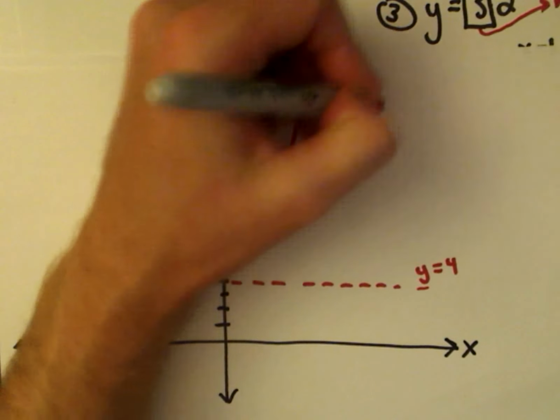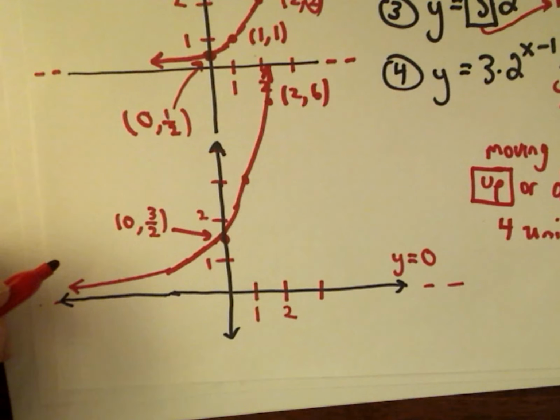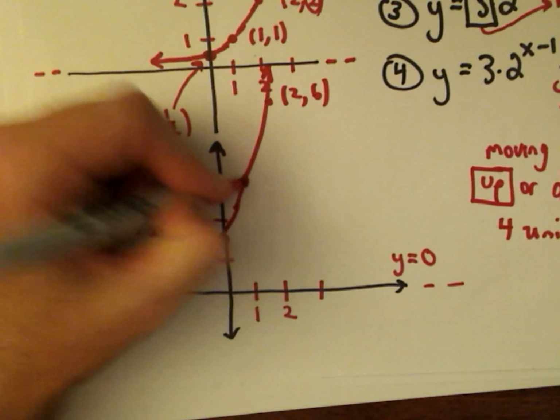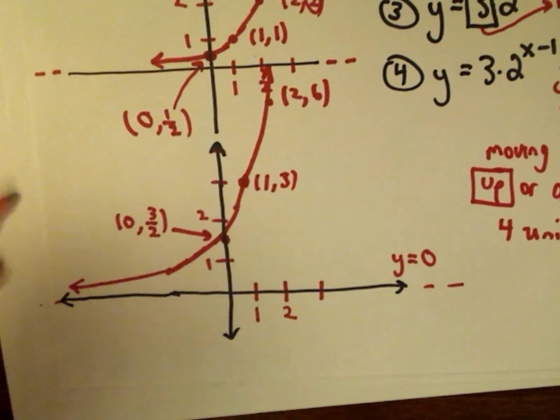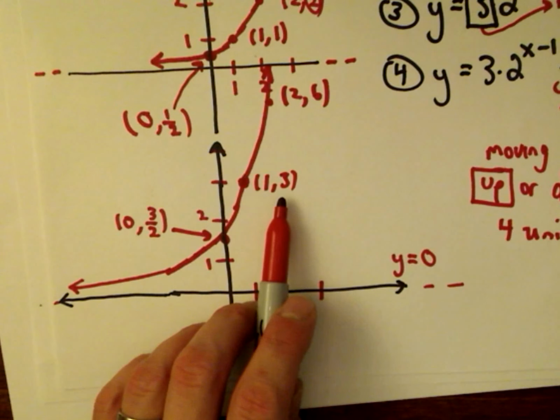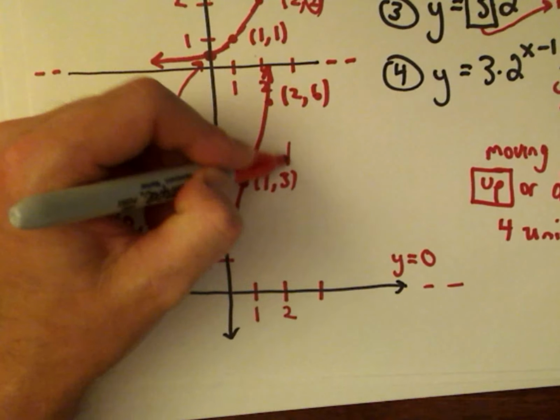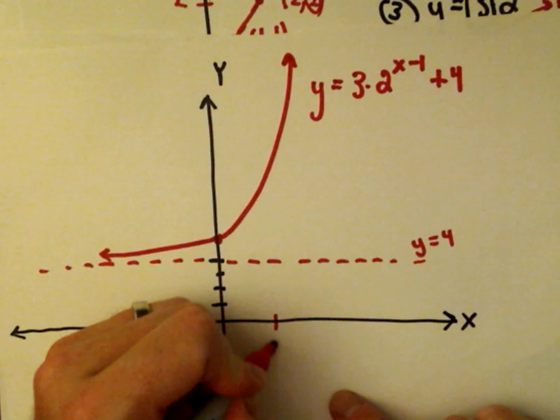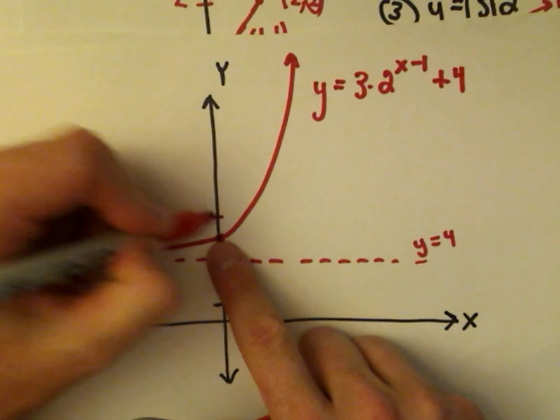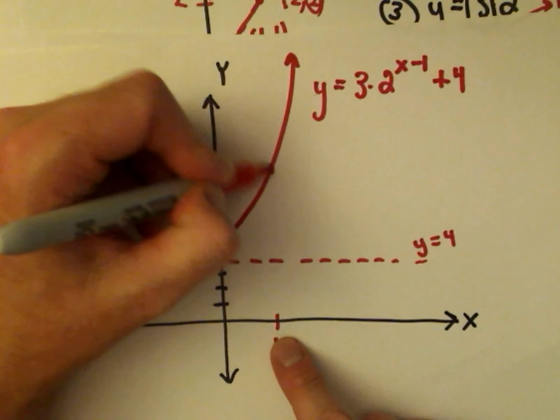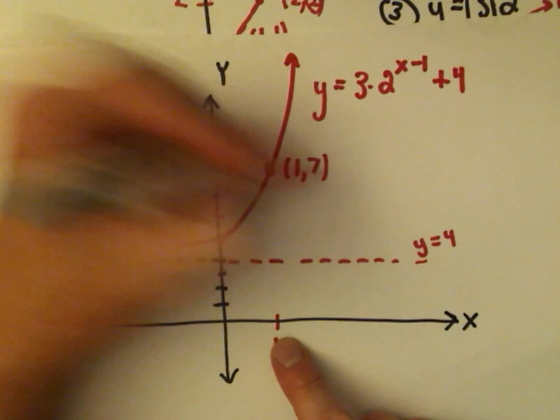And if we want to pick out a couple points, let's see. What's a point that we had on there? So this was the point, for example, 1, 3. This was on the graph of 3 multiplied by 2 to the x minus 1. Well, again, if I take that y value and add 4 to it, now I'm going to be sitting at the point 1, 7. So there's 4, 5, 6, 7. So we'll say that's the point 1, 7.